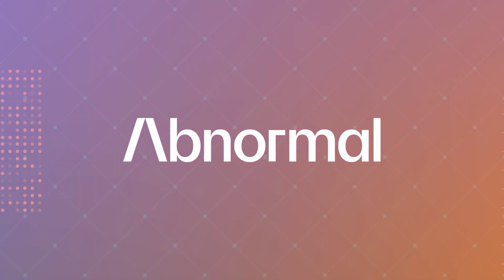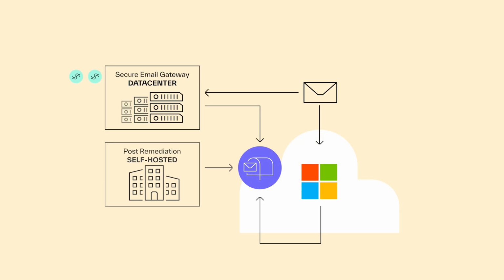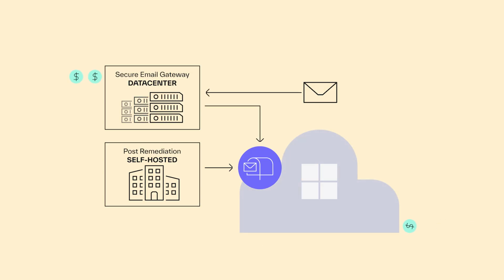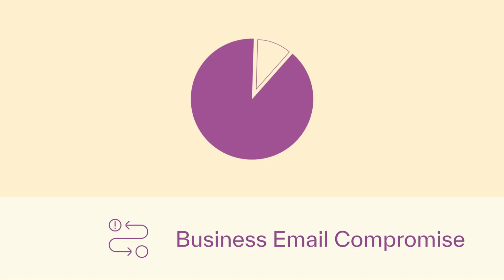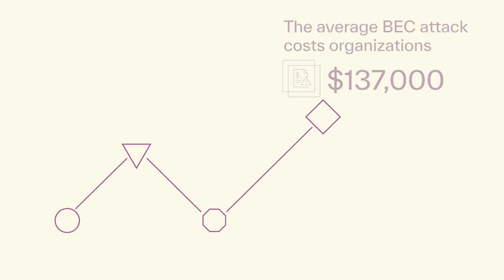Today's email security infrastructure is complex, costly, and ineffective. Organizations are juggling multiple tools, often disabling native protection just to make things work. And still, 89% of organizations see a business email compromise attack every week, with an average cost of $137,000 per incident, indicating how secure email gateways weren't built to stop today's advanced social engineering attacks.